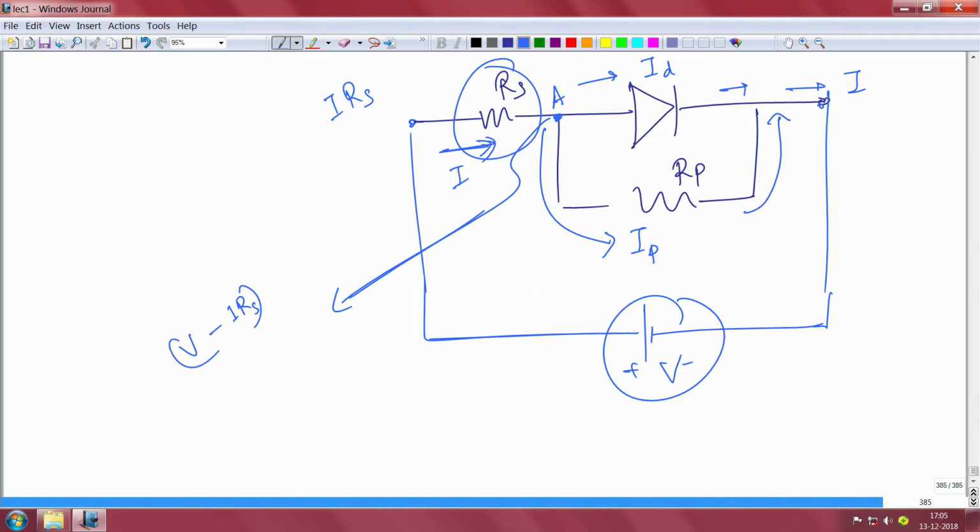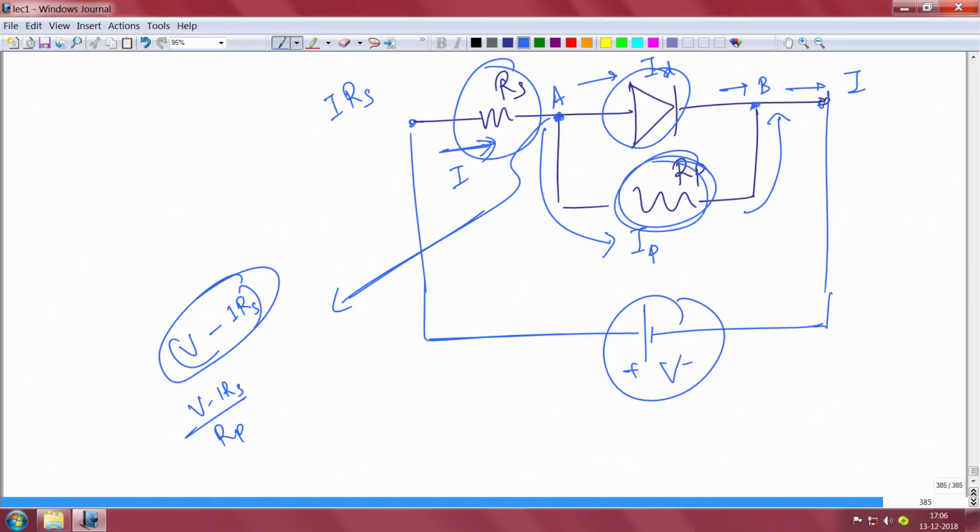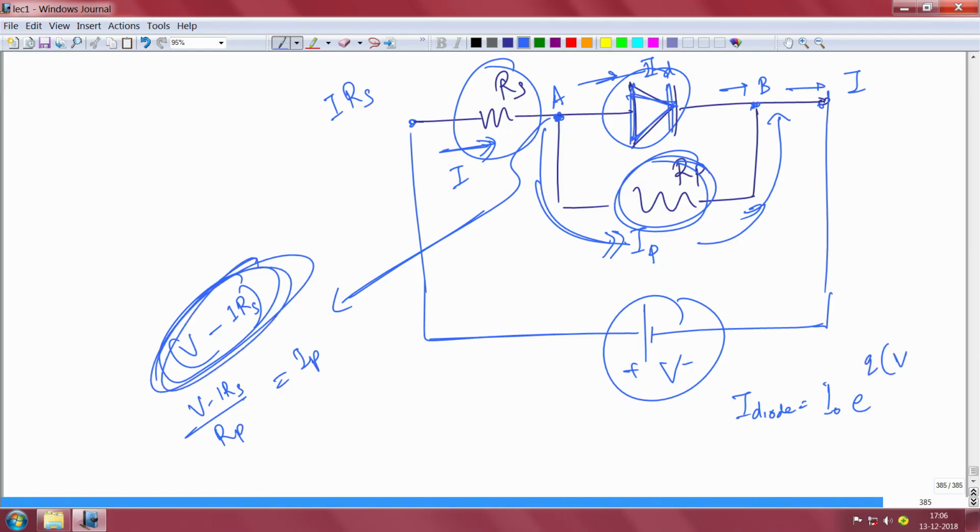So the voltage between A and B, dropping across the diode and the shunt resistance, is V minus IRs. If you divide V minus IRs by Rp, which is this resistance, you get the current flowing through here, which is Ip. And if you recall the pure diode equation, the diode current is equal to I naught, the reverse saturation current, e to the power of Q times the voltage dropping across the diode, which is V minus IRs, divided by eta KT. This is the current flowing through the diode.